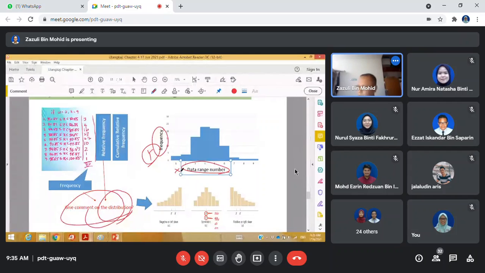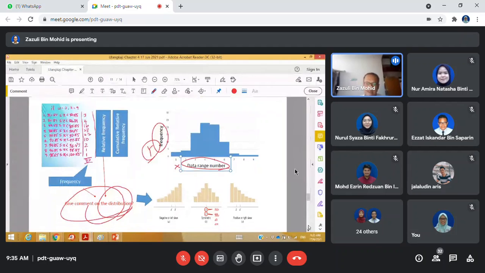Okay, in this method, you can say whether it's negative skew, positive skew, or symmetric. This is the negative skew, whereby the maximum is at the right side. This is the positive skew, okay, and this is the symmetric. So you have to mention it like that.